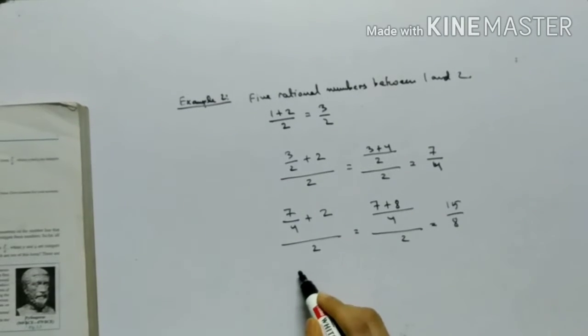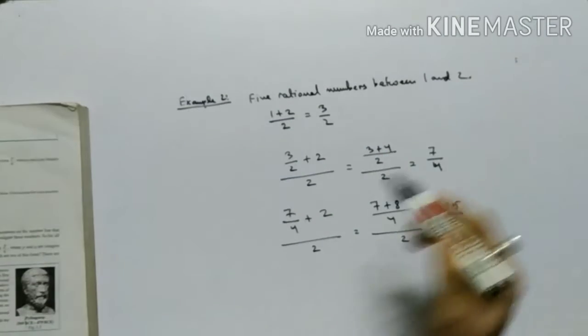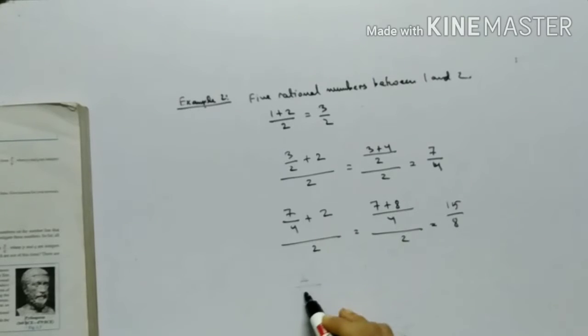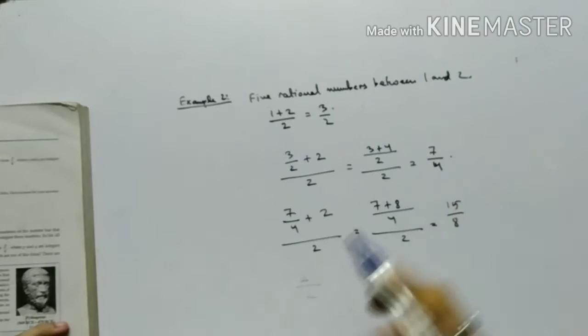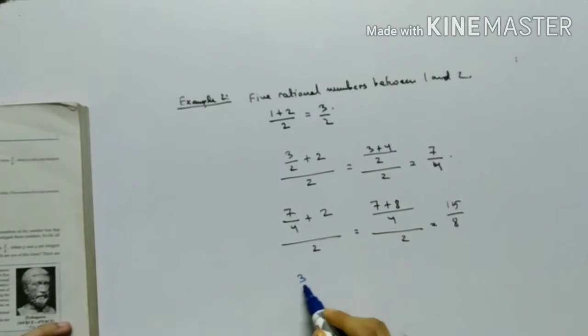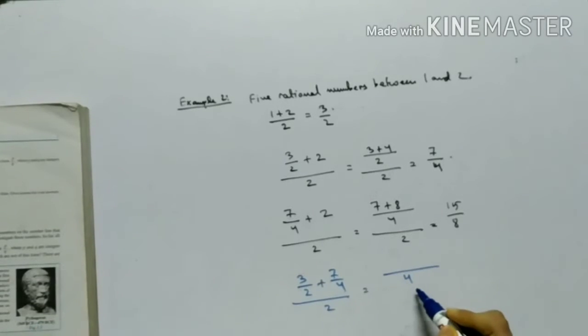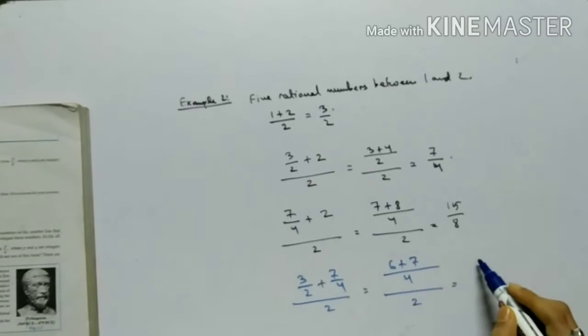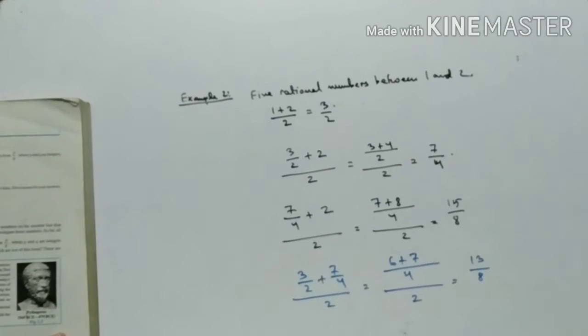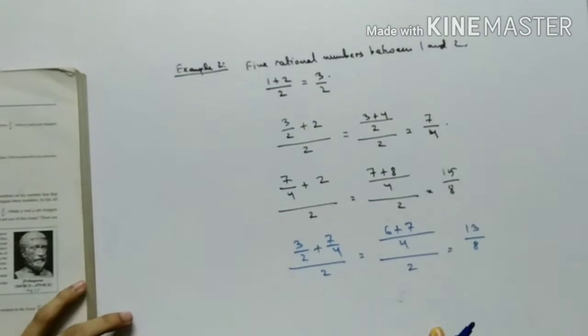Again you can take 3 by 2 and 7 by 4. 3 by 2 plus 7 by 4 by 2 you can do. This will become 13 by 8, I will get 13 by 8.